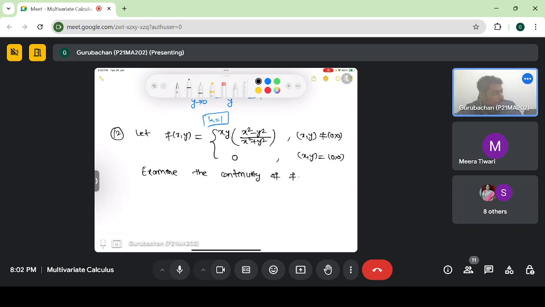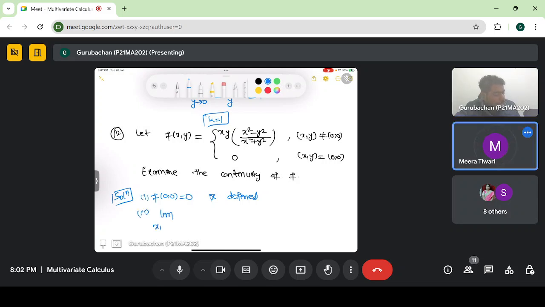For that, we know that f(0,0) is defined. Here, sir, we can take polar coordinates. Okay, I will do with that. Here, first of all, you can see that f(0,0) is defined. I hope everybody is clear with that. The second step is to calculate the limiting value, the limit of f(x, y) as (x, y) tends to (0, 0).